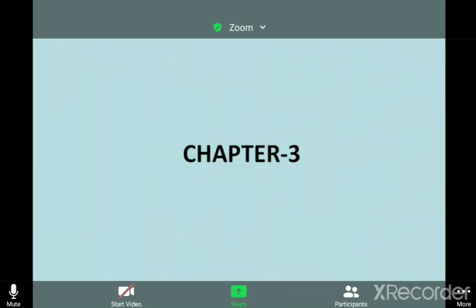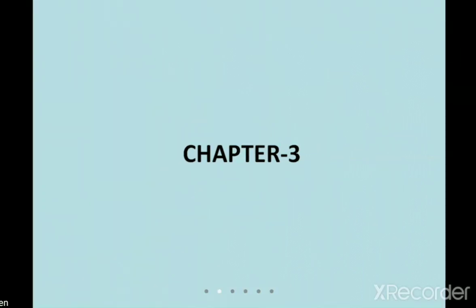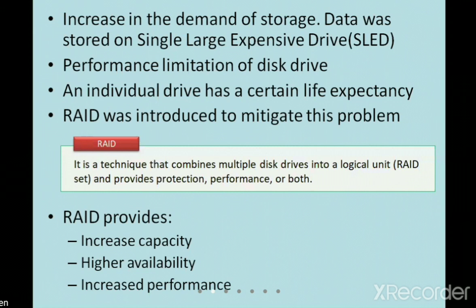As you all know, we have started with the first module on storage systems. We have completed chapter 1, completed chapter 2, and now we are in chapter 3, which is all about the RAID systems. Before discussing what RAID is, as computer systems evolved, there was a huge demand for the storage of data.